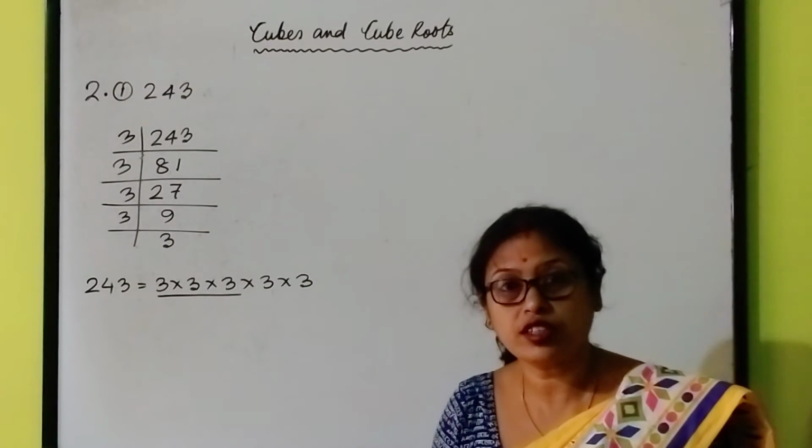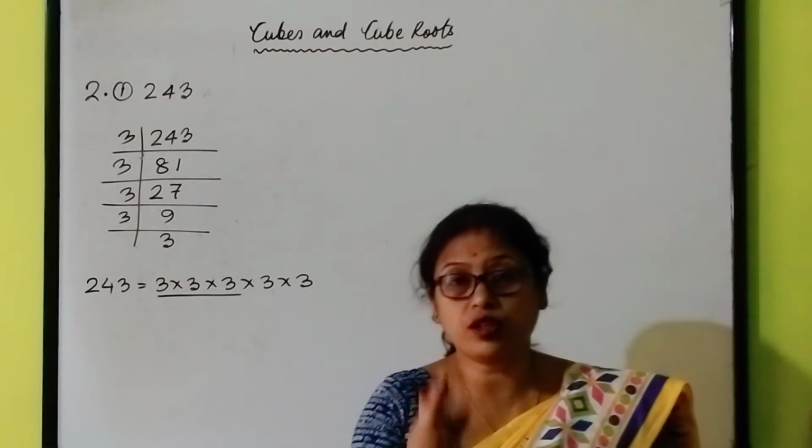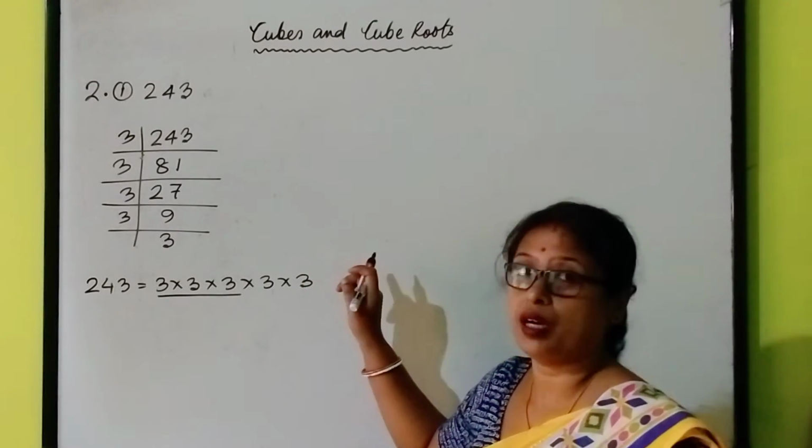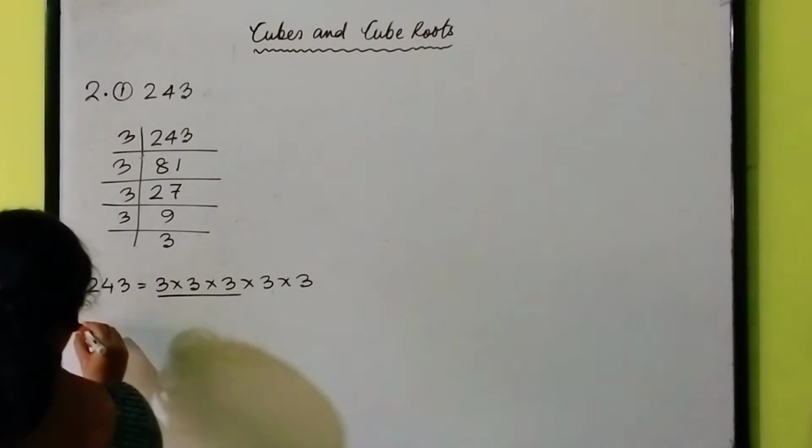This number is a perfect cube. That means, what is the smallest number which you have to multiply here to make it a perfect cube? You have to multiply by 3. Okay, so what will we write?